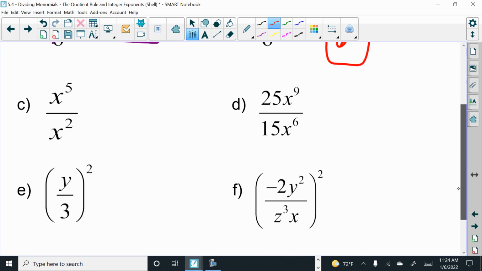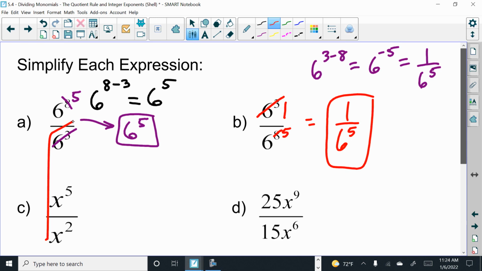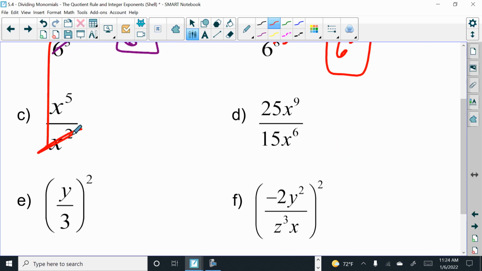So, guys, I'm going to do it like this always. x to the 5th divided by x squared. Well, I got 2 down here. I got to get rid of 2 here. So I'm left with x cubed in the numerator. No stress.